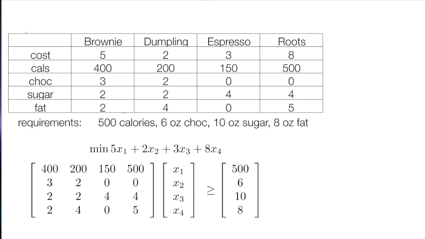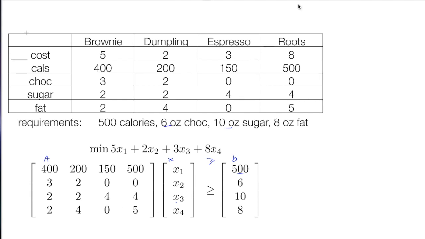Now, another way to write that, as you can see, is as a matrix right here. So this A times x has to be greater than or equal to b. We can always formulate the constraints in terms of this matrix, right? So here, 4 times x1 plus 200 times x2 plus 150 times x3 plus 500 times x4 has to be greater than the number of calories. Similarly, we need to have this much chocolate, this much sugar, and this much fat in this particular program.